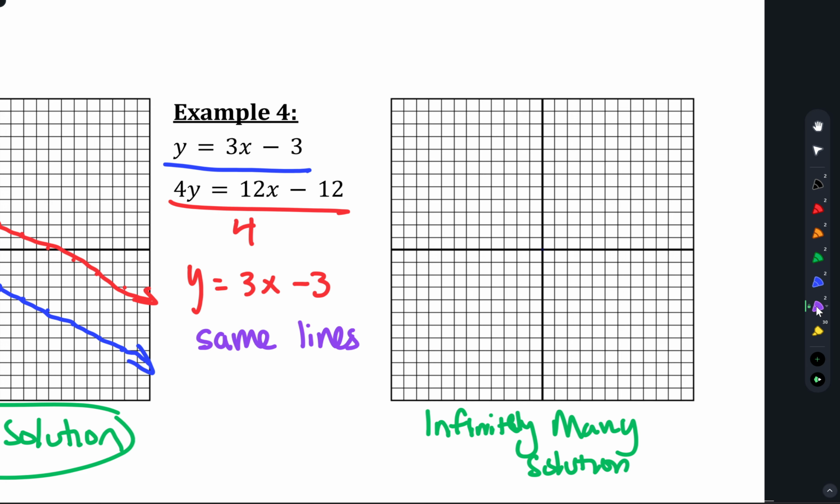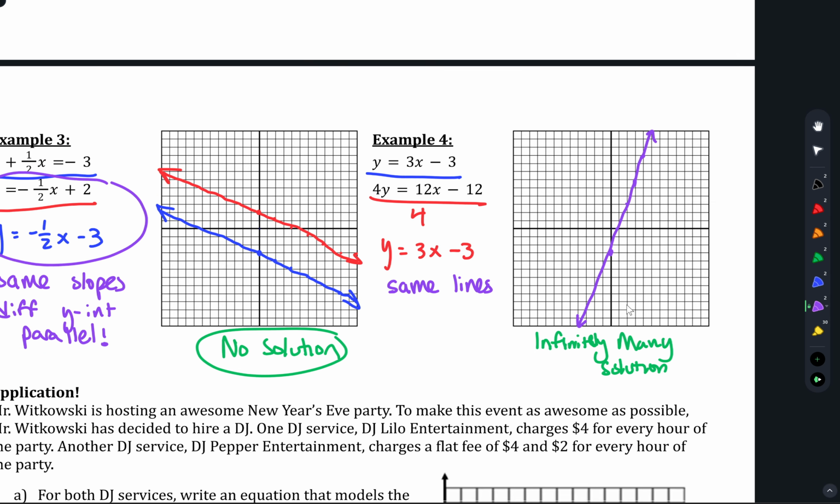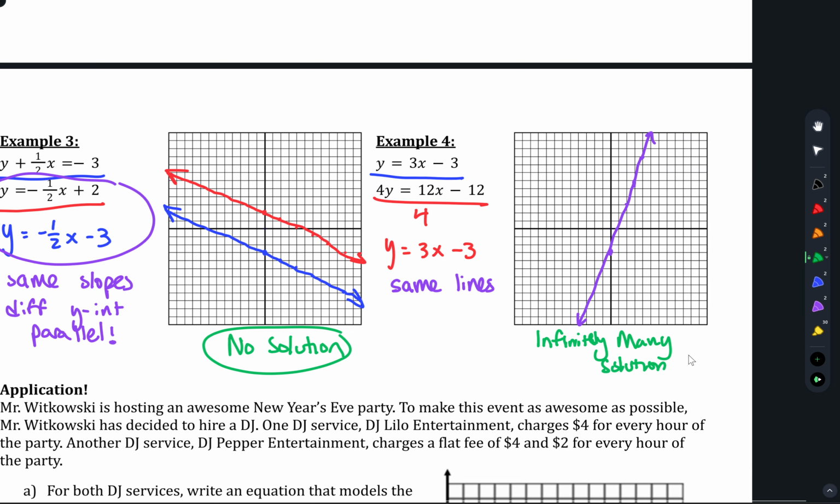I'm only going to graph one of these because they're the exact same line, but you should notice that -3, slope of 3, your lines would end up just overlapping like so. Any questions on these two special cases? It is not enough if you just say, oh, this one's parallel, that one's the same lines. I will not take that as an answer. I need to see no solution or infinitely many solutions. Does that make sense?